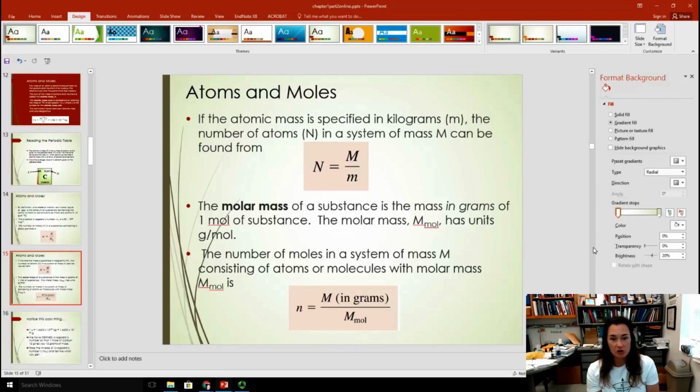But you can also figure out the molar mass of a substance, okay? So the molar mass of a substance is the mass in grams of 1 mole of that substance. We're going to use here the molar mass as big M sub mol, which stands for mole. Now, the number of moles in a system of mass big M consisting of atoms or molecules with molar mass big M sub mol is equal to little n, where n is equal to the mass in grams big M divided by the molecular mass. So, if you have 300 grams of something and you know that your molecular mass is 50 grams, then you know that you have 300 divided by 50, which would be 6 moles of that substance.